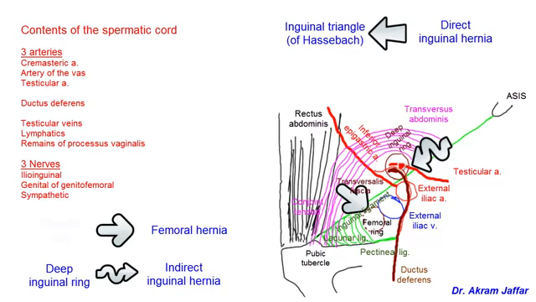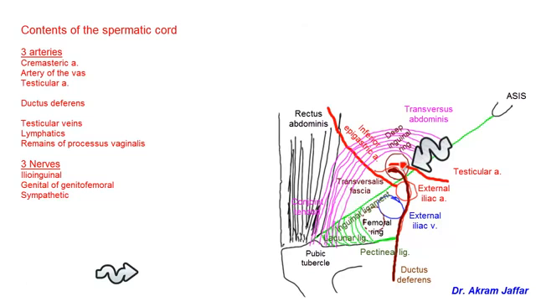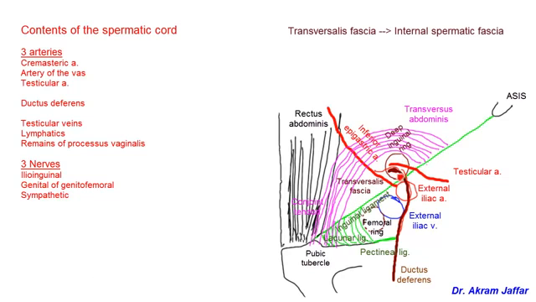Those arteries, together with the vas, and together with the veins and lymphatics and nerves, are going to acquire sheaths during their passage through the inguinal canal. The first sheath that they acquire is while passing through the transversalis fascia, and this is called the internal spermatic fascia, that is derived from transversalis fascia. Then the contents of the spermatic cord pass forwards and medially in the inguinal canal.